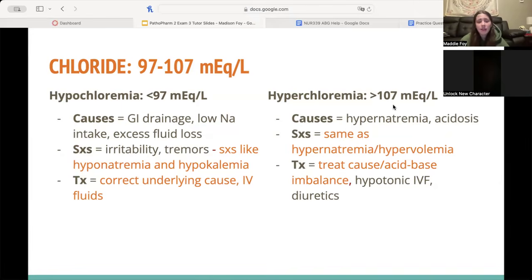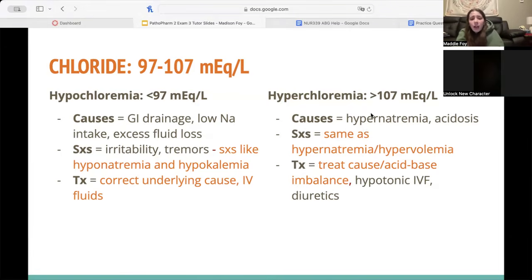Signs and symptoms, you could have things like irritability and tremors. Those signs and symptoms, again, are going to heavily mimic those of hyponatremia. With understanding how these things move together, chloride, sodium, and water like to stay together. So where there's low chloride, there's low sodium, and there's also probably a fluid volume deficit, which is why the treatment then is to correct that underlying cause. Maybe the underlying cause is low sodium or low fluid volume. So something you could do would be administer IV fluids.